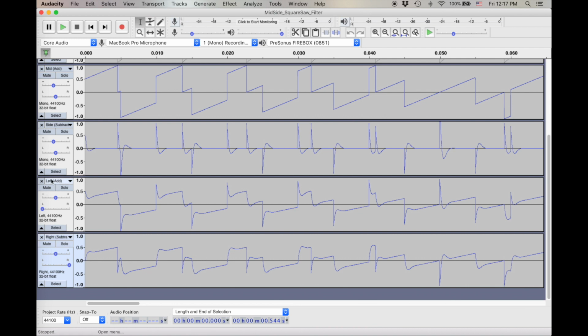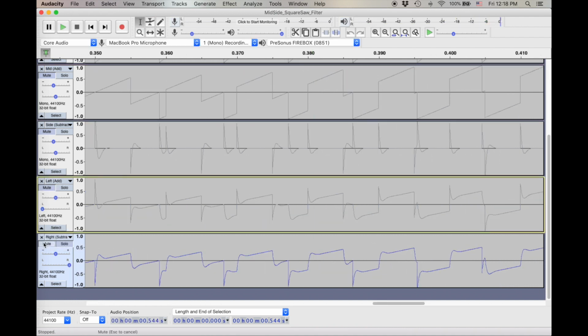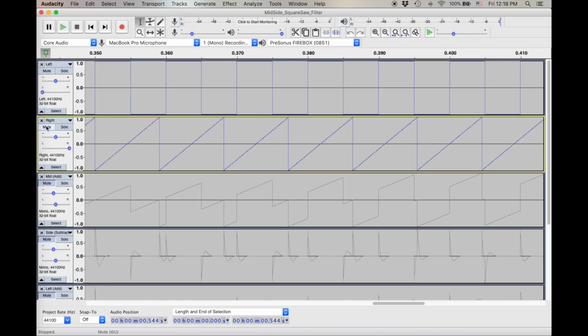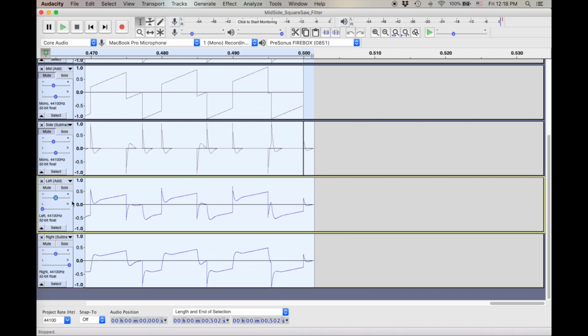So let's check this out. I'm going to mute that mid side. We don't need to listen to that. Left, right. Back to the original. Processed. Okay, that's kind of neat. It's a little bit hard to hear.